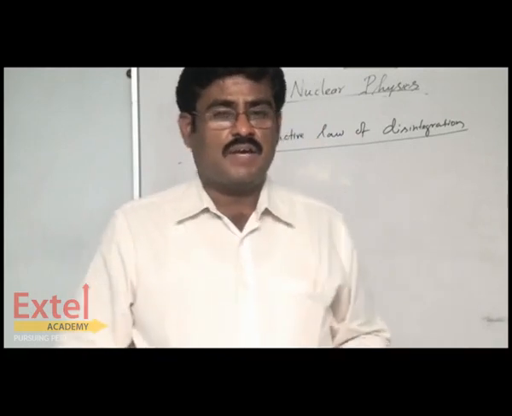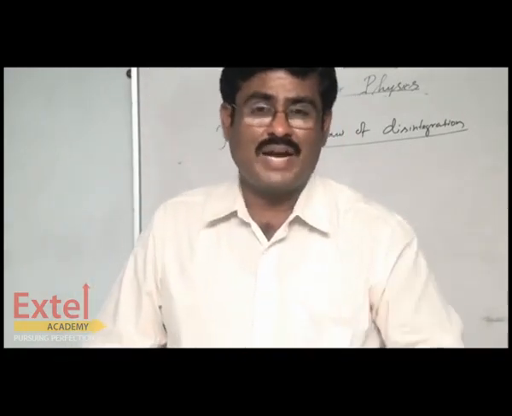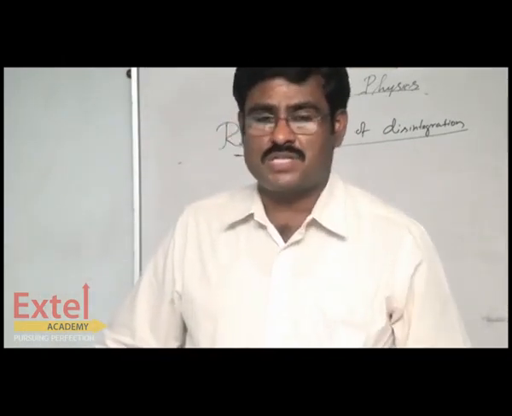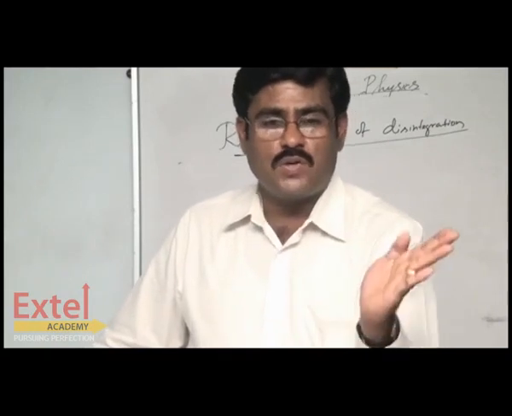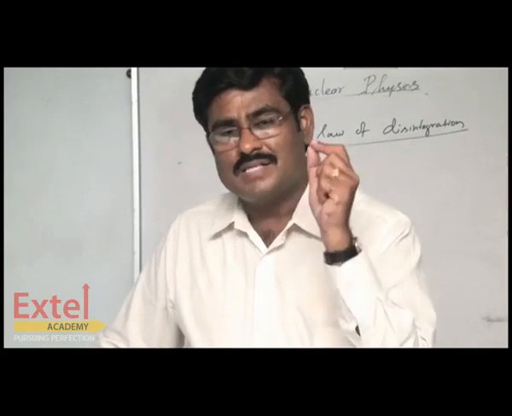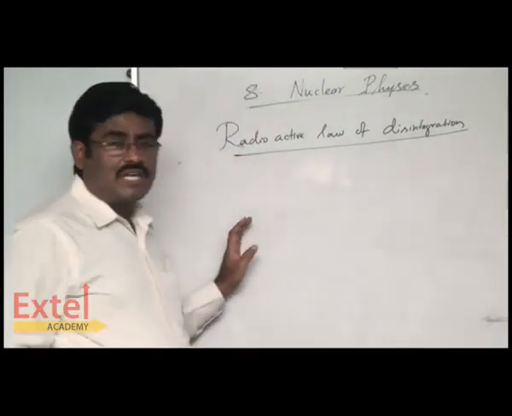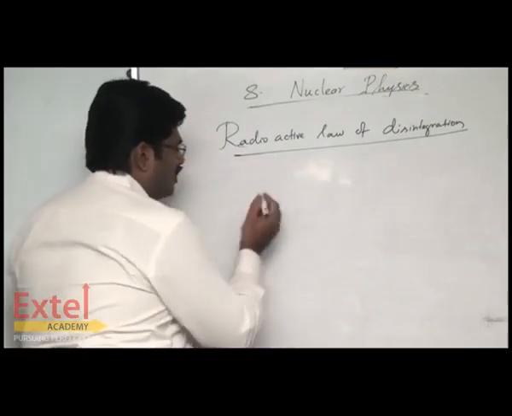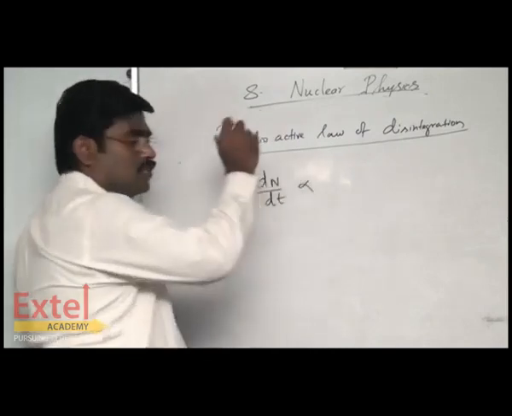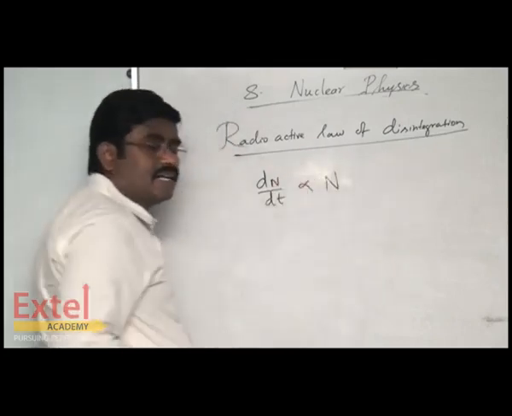The same way, if the number of atoms in the radioactive substance is N naught, so N naught is the number of atoms initially present in the radioactive substance. If dN number of atoms undergoes disintegration in a given time dt, and N is the number of atoms present at that instant of time, then I can say that the rate of disintegration, dN by dt, is directly proportional to the number of atoms present at that instant of time.